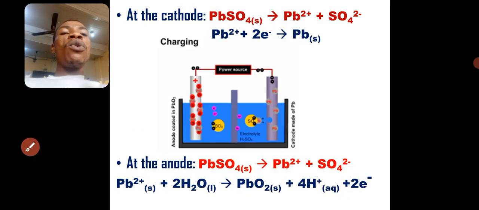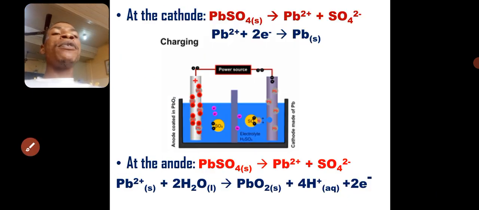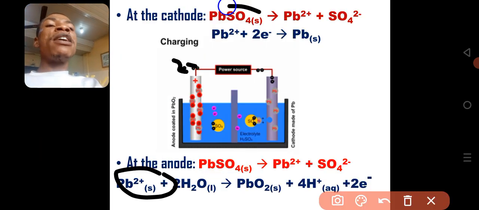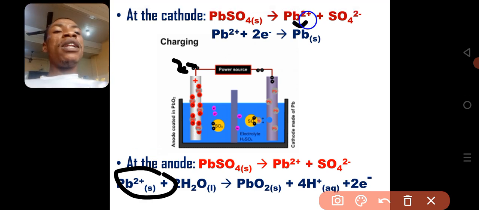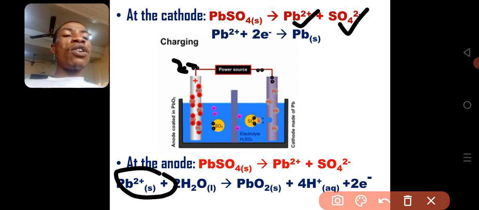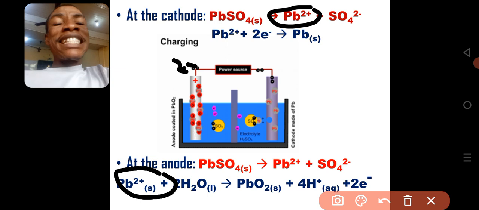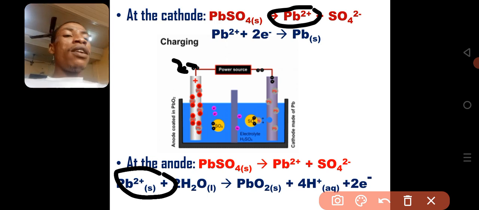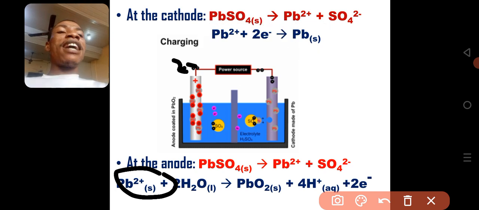Okay, so these are the equations at the anode and cathode. First and foremost, the current will force the PbSO4 solid to ionize into lead-2 ion and SO4 2-. So the SO4 2- will go back into solution, whereas the Pb2+, because it is now at the cathode, becomes reduced to ordinary lead. Can you see that now? Lead, that was our anode before. So that is what happens.